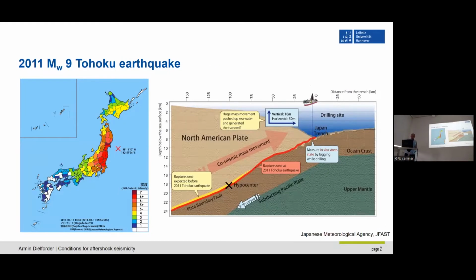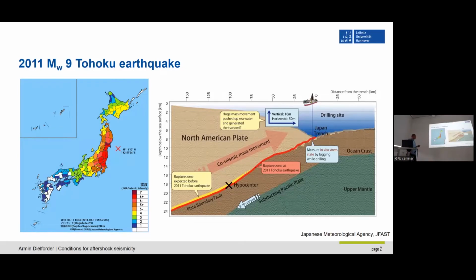The Tohoku earthquake in 2011 occurred offshore northwestern Honshu of Japan, and it was probably one of the most intense megathrust earthquakes that have hit Japan within the last centuries. One particularity of the Tohoku earthquake is that it was located on the plate boundary fault, or megathrust, at about 20 kilometer depth. It ruptured the entire megathrust up to the deep sea oceanic trench, which caused very high slip close to the trench.